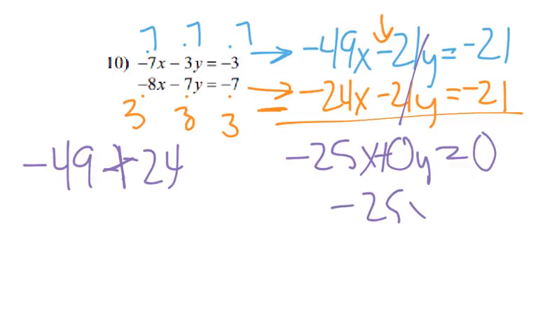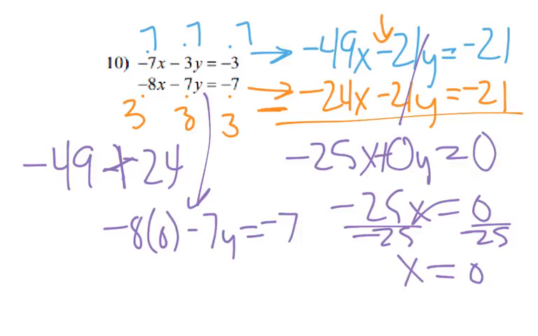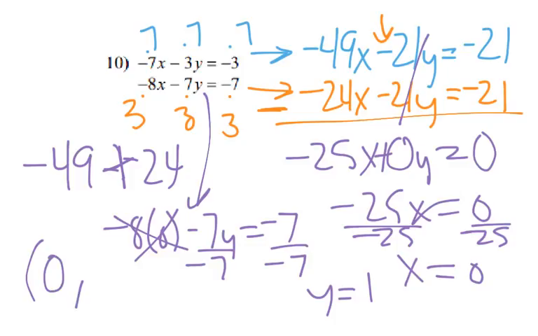So negative 25x equals 0, which tells us x has to be 0. Because if we divide 0 by anything, it's still 0, which is fine to have. Then I put 0 into my next equation. That cancels out. Negative 7y equals negative 7. Divide by negative 7. Y equals positive 1. So my answer is they intersect at 0, 1.